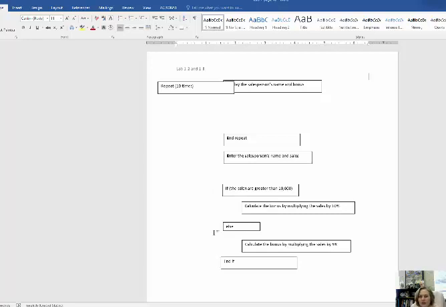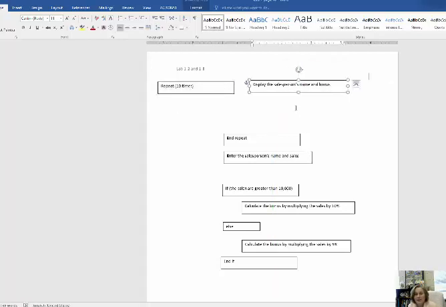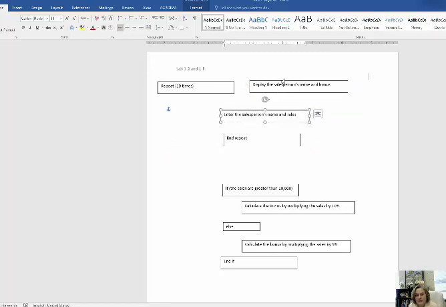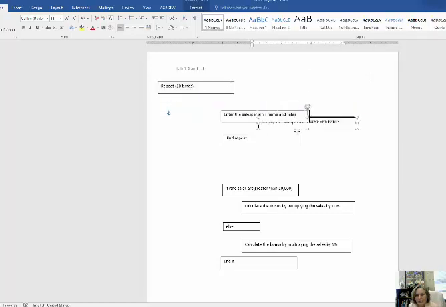But we're not finished, right? We have some other things going on. At the end, we know we need to display the salesperson's name and their bonus, right? So we've got to think about that. Also, each person's name and sales have to be entered. That's going to be at the beginning. And this one's going to be at the end because you display once you're done calculating. You don't display before.